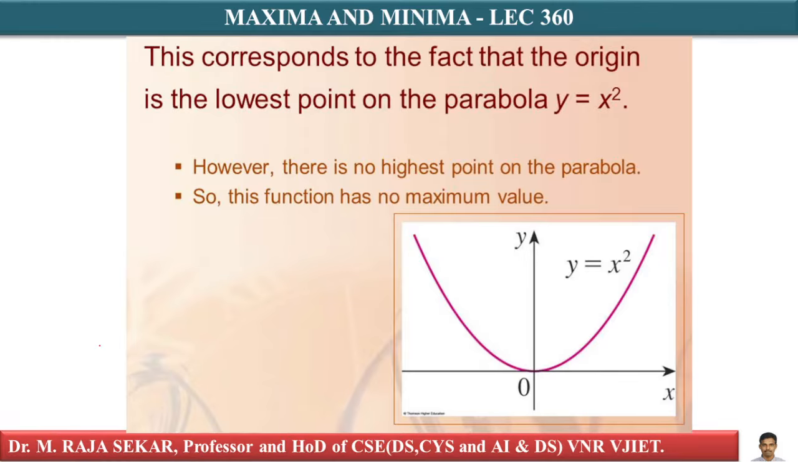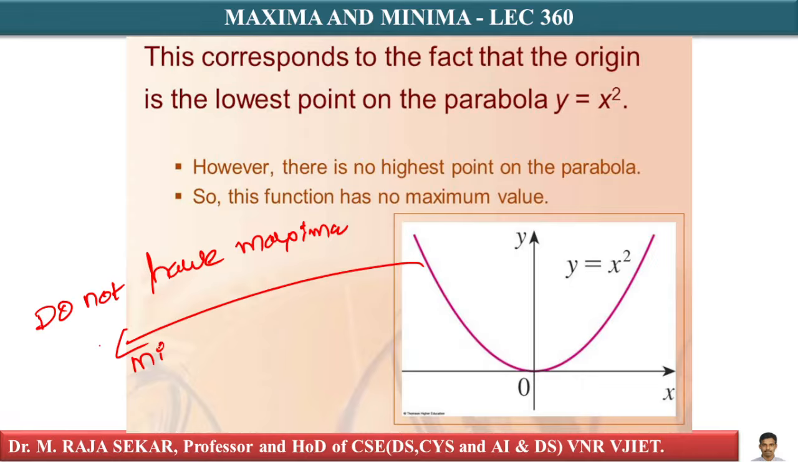The next important thing is there will be some functions which do not have maxima. There will be some functions which do not have maxima. For example, take the function y equal to x square. This particular function has minima at the origin. But there is no maximum.